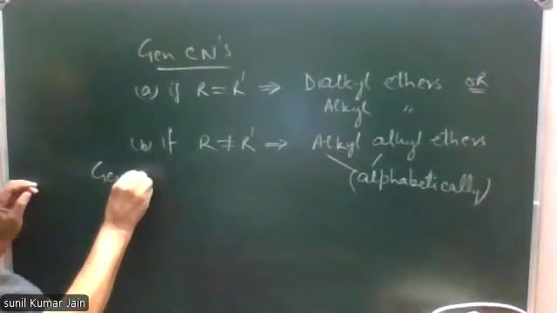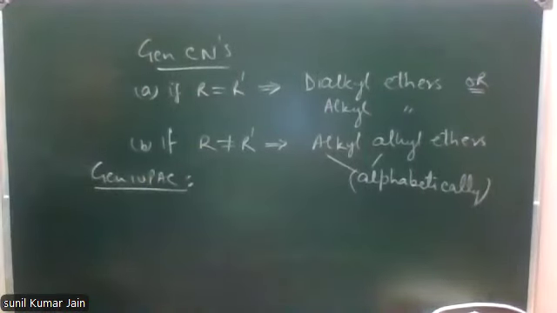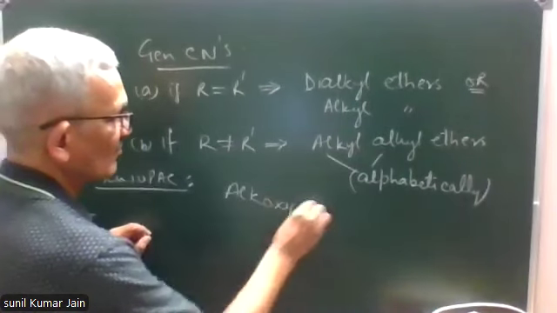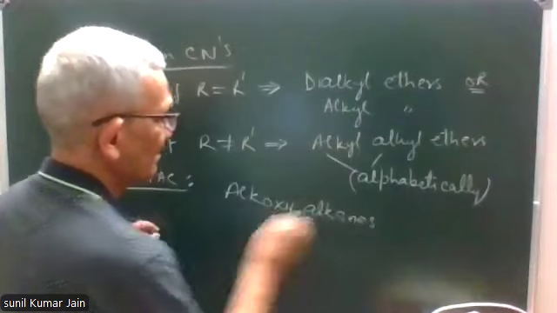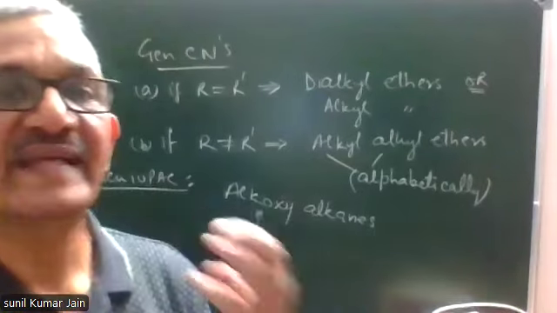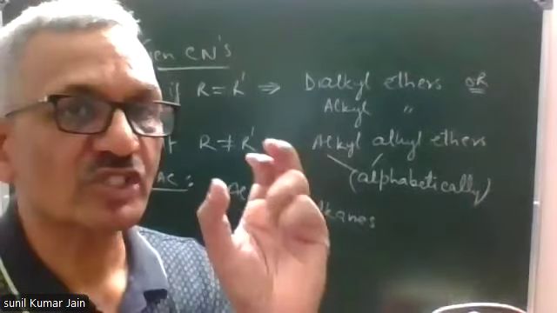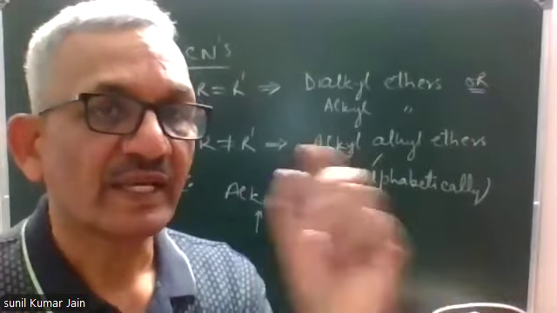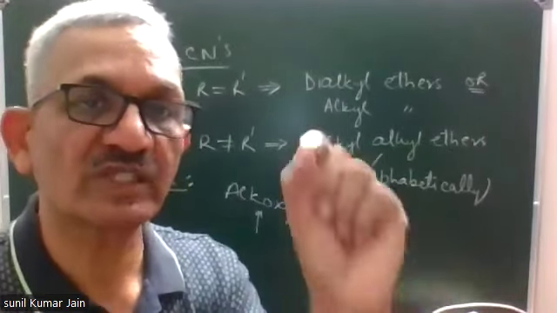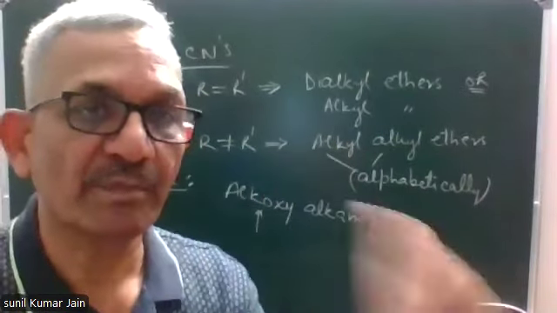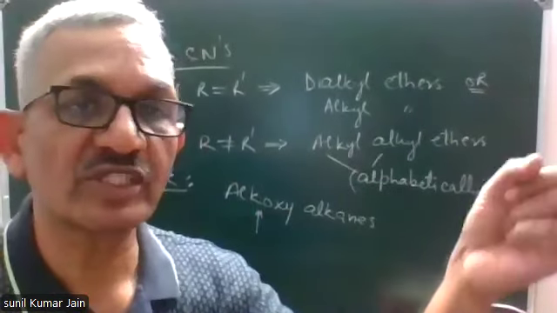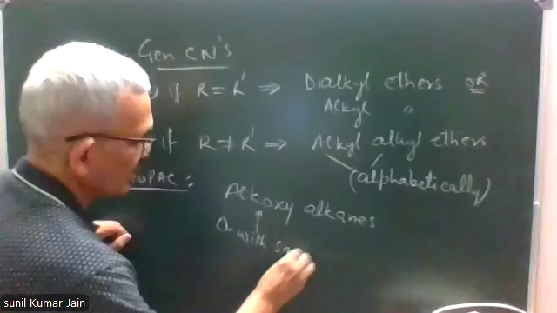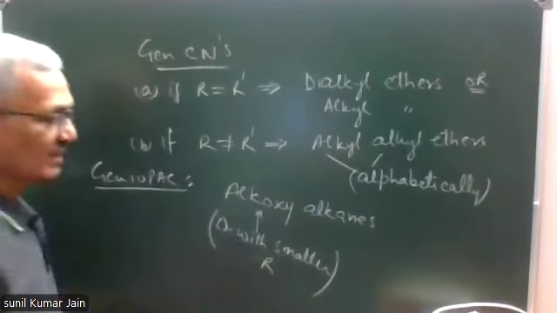Next, general IUPAC. The general IUPAC is alkoxyalkanes. How do we derive alkoxy word? This will be oxygen with the smaller chain. Oxygen combined with smaller chain becomes alkoxy. Like methyl with oxygen, methoxy. Ethyl with oxygen, ethoxy. But remember, it should be the smaller chain combined with oxygen, which becomes alkoxy. And the longer chain is used as alkane. So this is O with smaller R. This will be alkoxy.